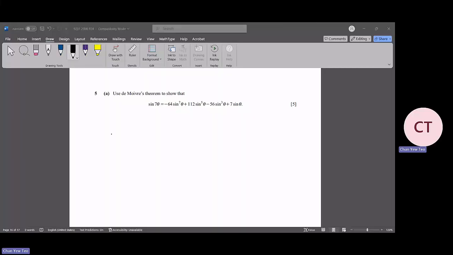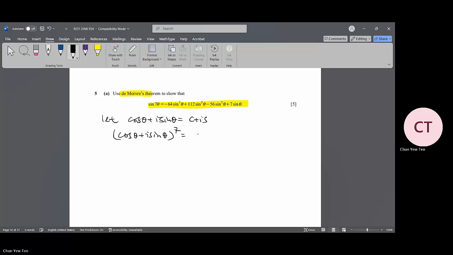Question number 5a, use the De Moivre theorem to show that this relationship is true. So what you need to do is first of all, we let cos theta plus i sine theta be equal to C plus iS. This is quite routine. We just need to power the 7 for both sides. Left-hand side, use the De Moivre theorem. The right-hand side, just use the binomial expansion.